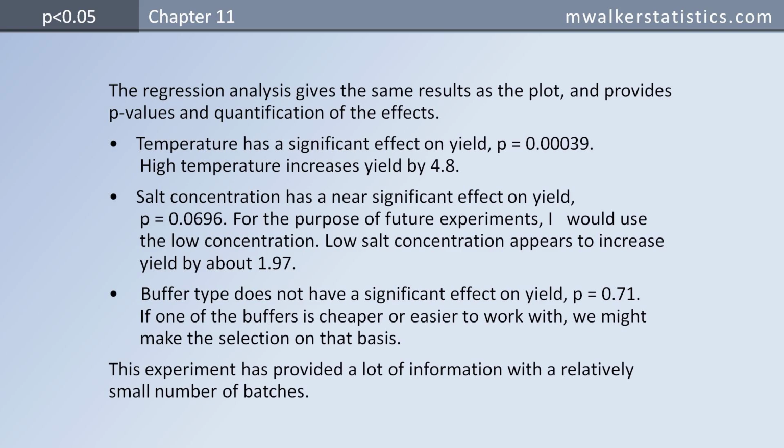Salt concentration has a near significant effect on yield, p equals 0.0696. For the purpose of future experiments, I would use the low concentration. Low salt concentration appears to increase yield by about 1.97. Buffer type does not have a significant effect on yield, p equals 0.71. If one of the buffers is cheaper or easier to work with, we might make the selection on that basis. This experiment has provided a lot of information with a relatively small number of batches.